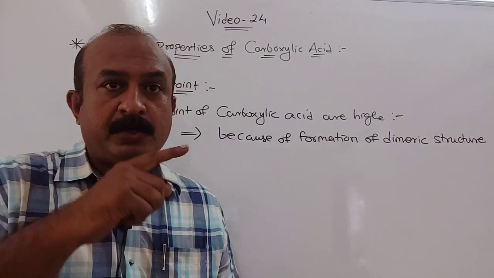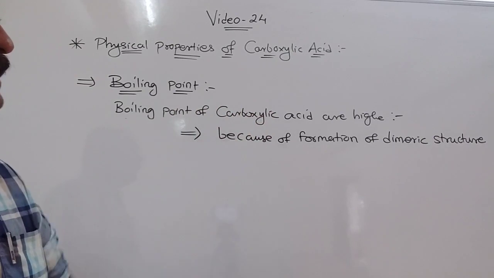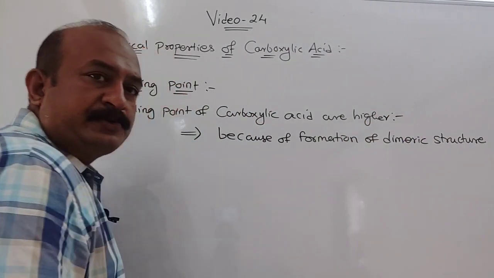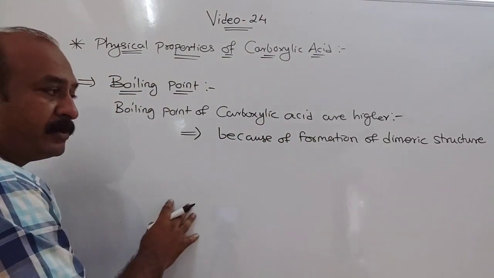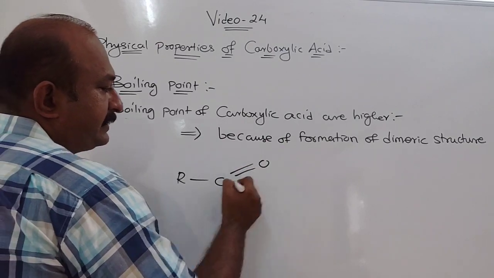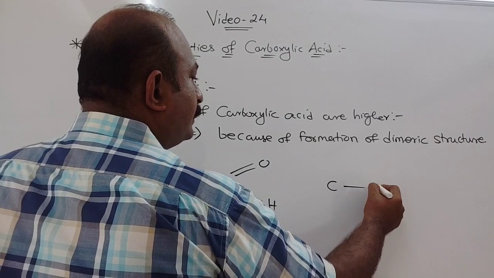Now the next one. When we talk about boiling point, the boiling point of carboxylic acids is higher compared to other functional groups. The reason is the formation of a dimeric structure. So when I write the carboxylic acid like this, what does dimeric structure mean? Clear?